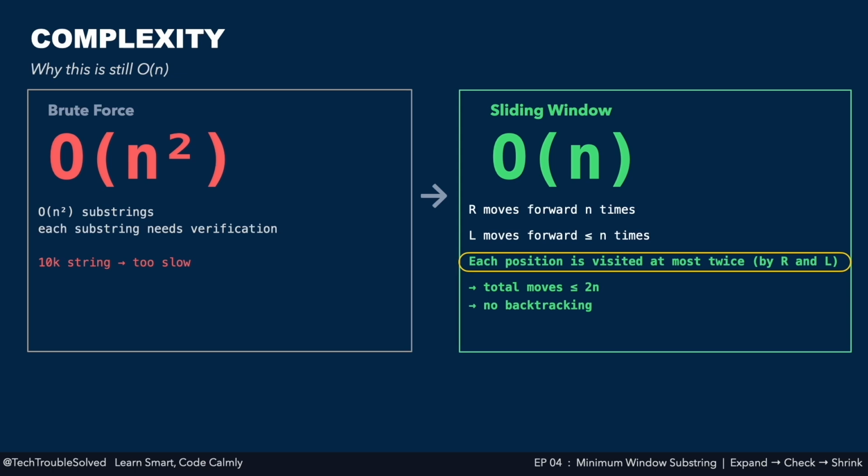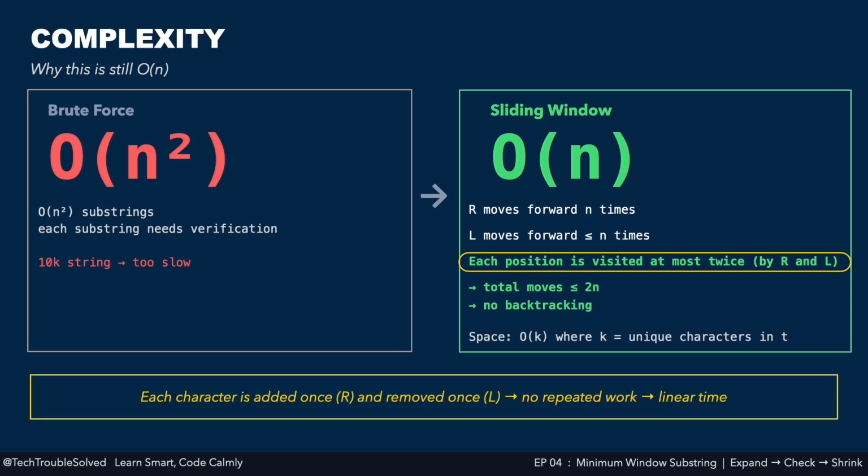Think of it like two people walking the same road in the same direction. One leads, one follows. Neither one turns around. Combined, they walk 2n steps. That's it. No rescanning, no repeated work. Space is O of k, where k equals unique characters in T. In practice, for lowercase English letters, that's at most 26 entries in each dictionary, effectively constant. Brute force, quadratic, or worse. Sliding window, linear. Same correct answer. One of them just does not waste the machine's time.